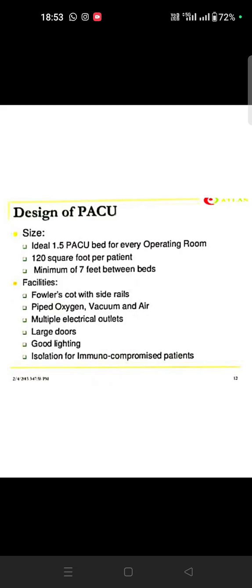So what is the size? It means 120 square feet for every patient, and a minimum of 7 feet between the beds.